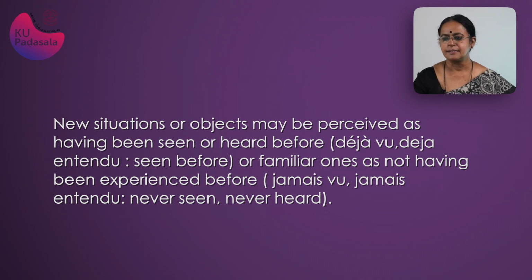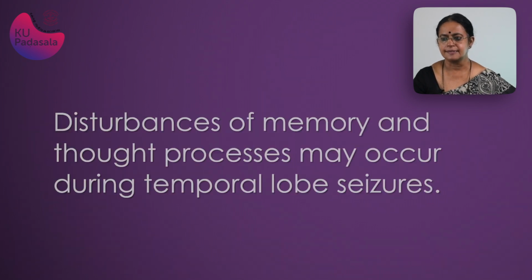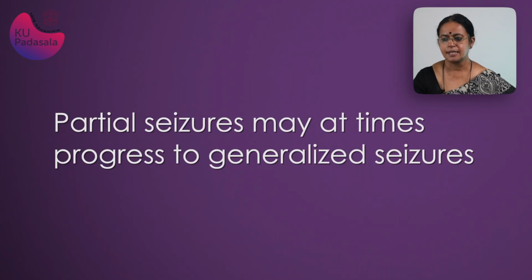Another type of complex partial seizure may produce sudden alteration in emotional state, usually in the form of fear. In other cases, disturbances of memory and thought processes may occur during temporal lobe seizures. Finally, it is common for simple symptomatology to be followed by the more complex, or there may be an admixture of both. Partial seizures may at times progress to generalized seizures.